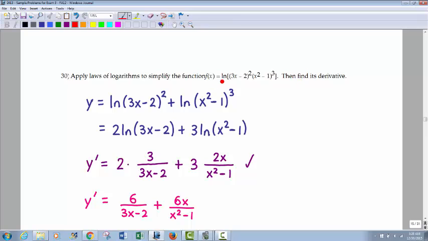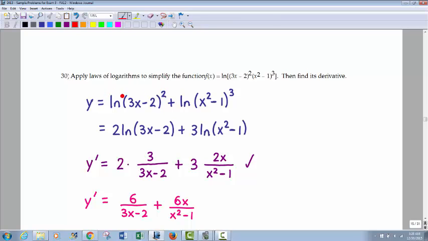And that's not just for ln, that's for any logarithm base. But since we're using ln, for example, ln of a times b would be the ln of a plus the ln of b. So that's the first split I did. And then the next thing you want to do is bring down any possible exponents you can bring down.